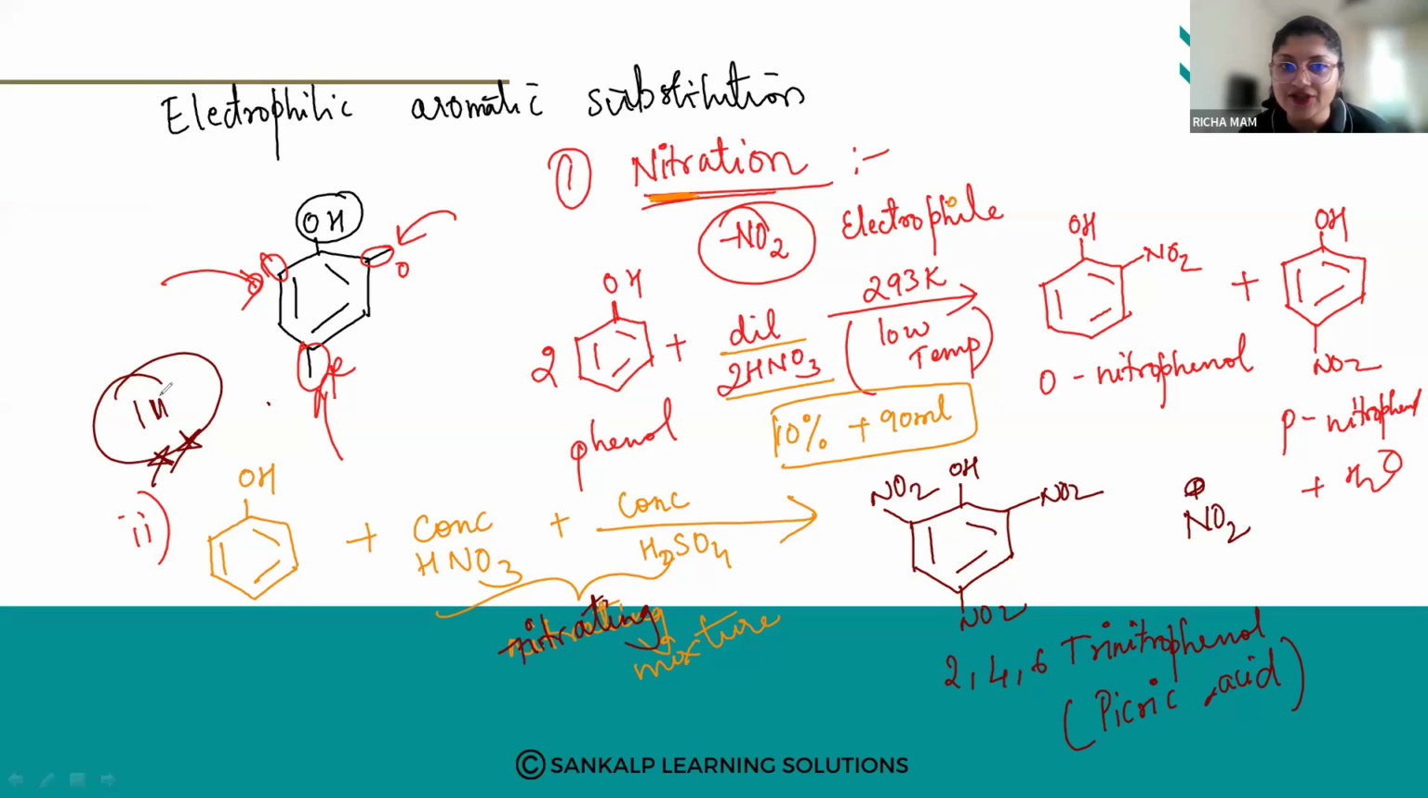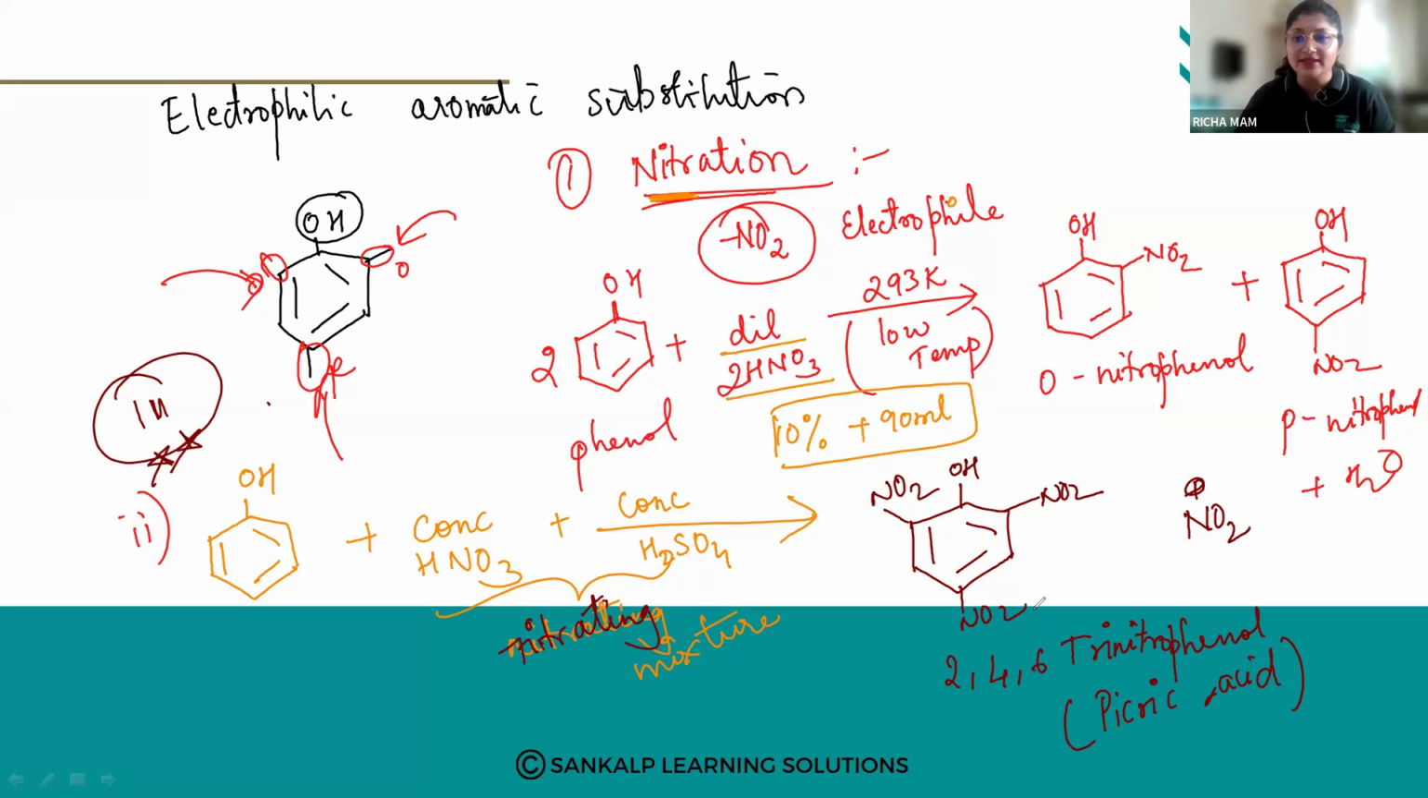So this is about nitration. What have we done in nitration? Firstly we took the dilute acid, dilute HNO3. With dilute HNO3, we get a mixture of products, ortho-nitrophenol as well as para-nitrophenol. When we take phenol and react it with concentrated HNO3 and concentrated H2SO4, which is the nitrating mixture, we obtain picric acid, that is 2,4,6-trinitrophenol.